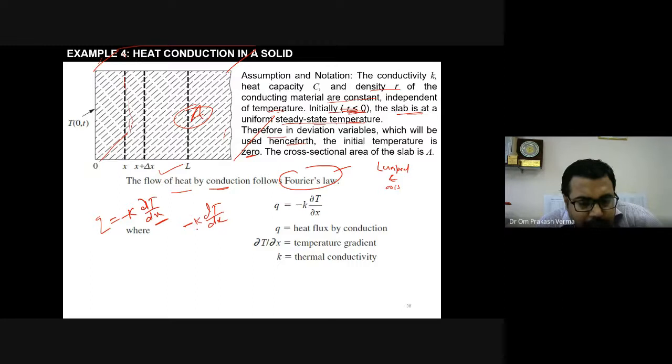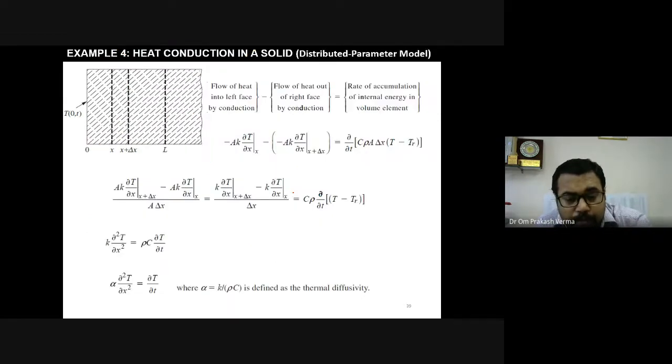Why the negative sign? This is the gradient, and the gradient is decreasing. As we proceed from this point in the direction of x, as x increases, the temperature will decrease, obviously. And this is the Fourier law, where Q is the heat flux by conduction, delta T by delta x is the temperature gradient, and k is the thermal conductivity, a constant. Now we come to the next part: in minus out equals accumulation.